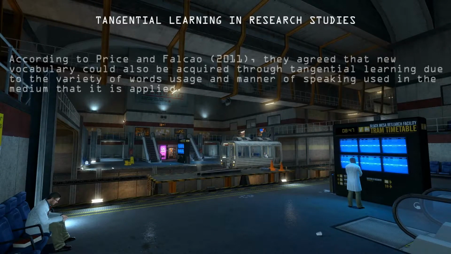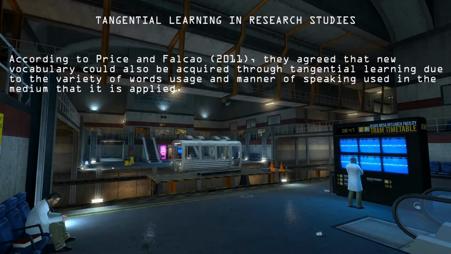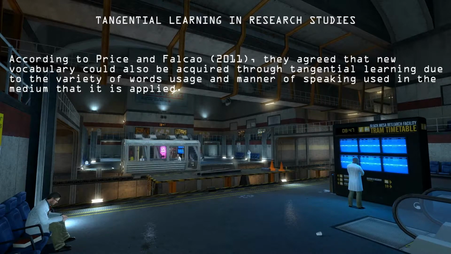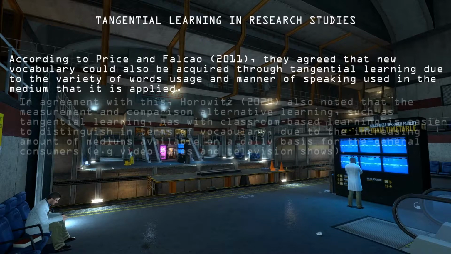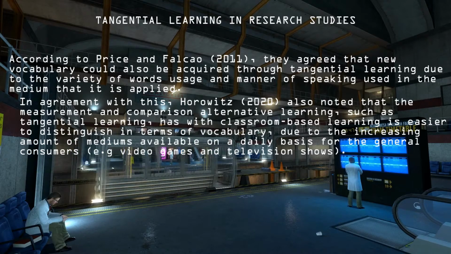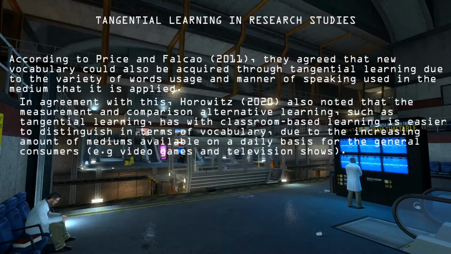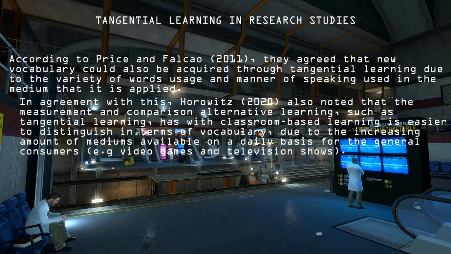According to Price and Farkhan, they agreed that new vocabulary could also be acquired through tangential learning due to the variety of word usage and manner of speaking used in the medium that it is applied. In agreement with this, Horowitz also noted that the measurement and comparison of alternative learning, such as tangential learning, with classroom-based learning is easier to distinguish in terms of vocabulary due to the increasing amount of mediums available on a daily basis for the general consumer, such as video games and television shows.